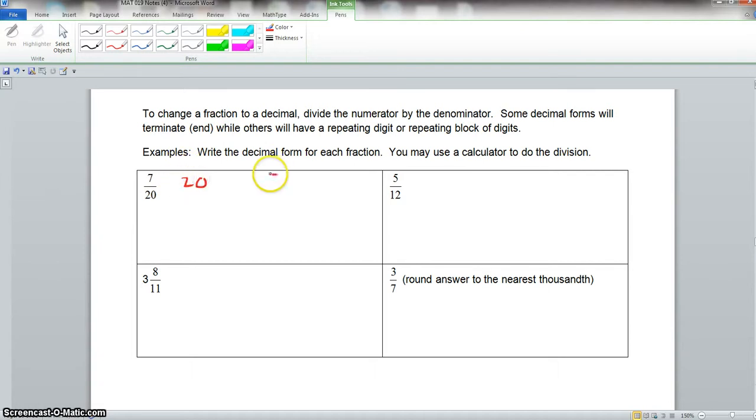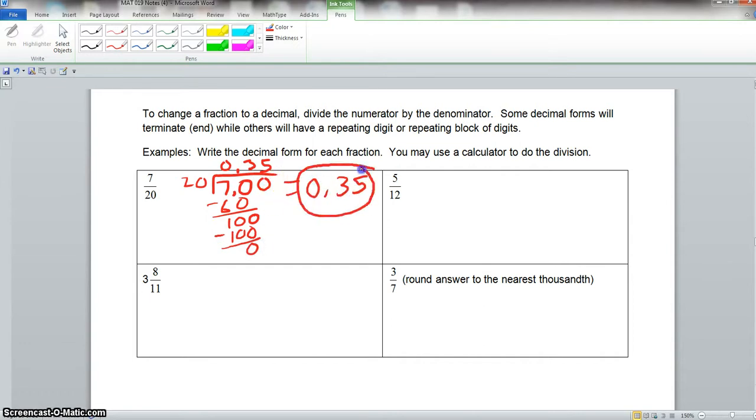We would take 20 into 7. Now we would have to put a decimal behind 7 and a 0. Now we take 20 into 7, it goes 0 times, we bring up our decimal. We take 20 into 70, it goes 3 times. 3 times 20 is 60. We have 10 left, and we add a 0 and bring the 0 down. 20 goes into 100 5 times. 5 times 20 is 100. And we have no remainder. So our answer here is 0.35.